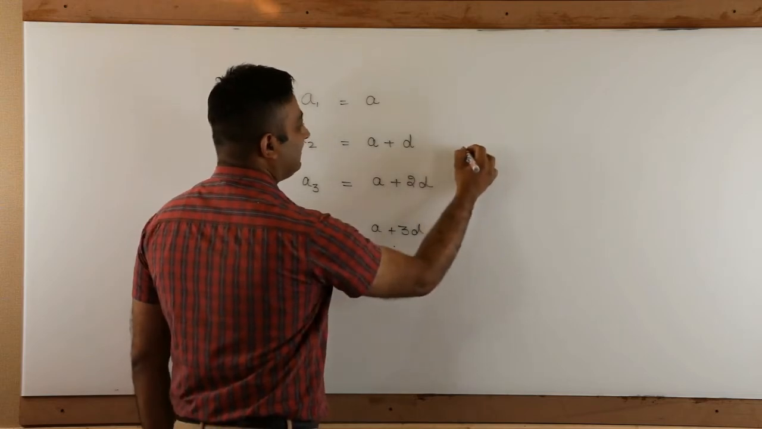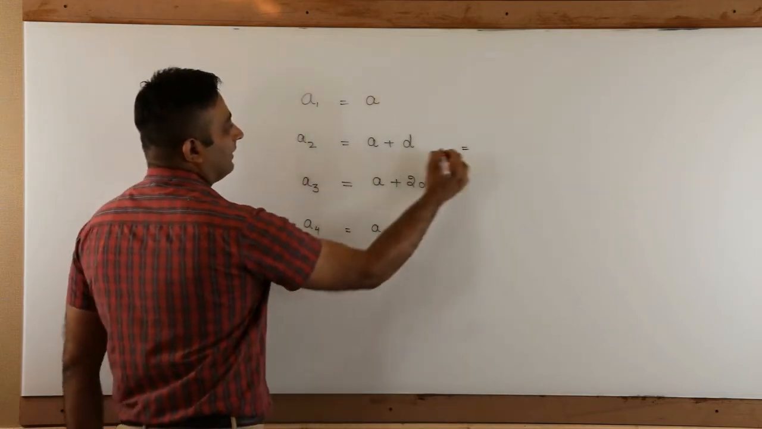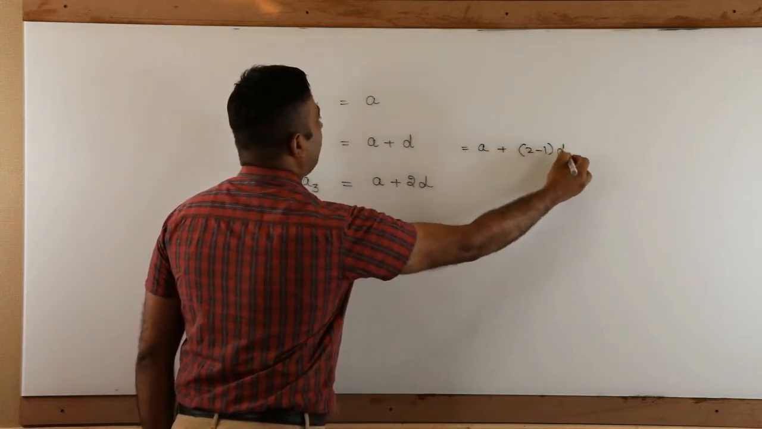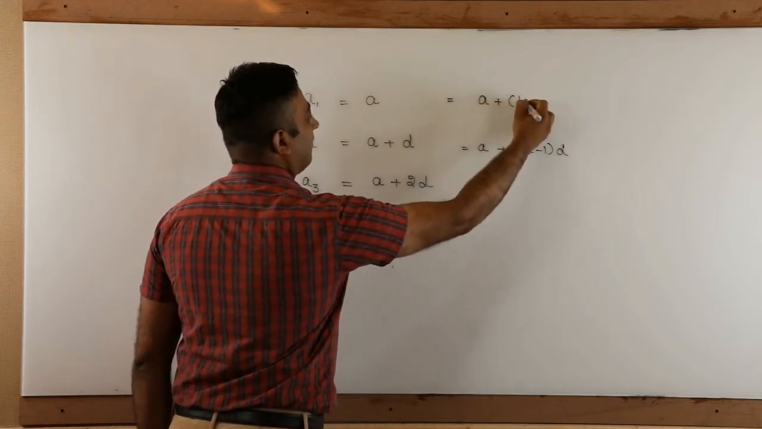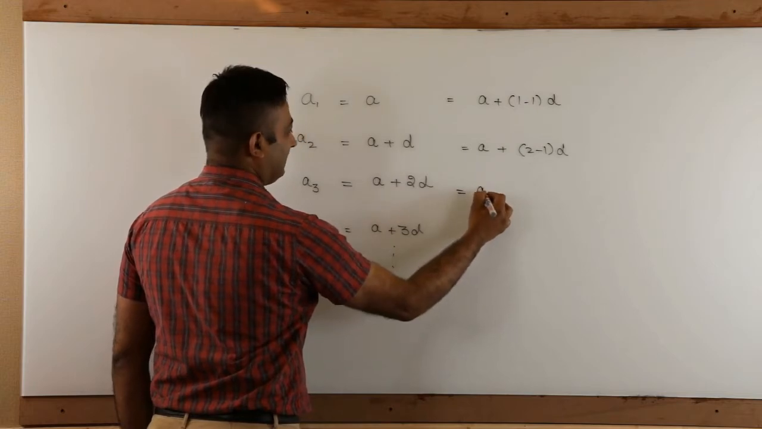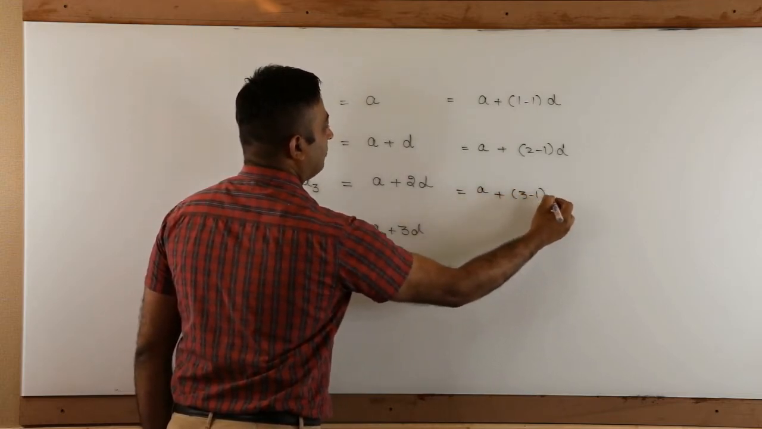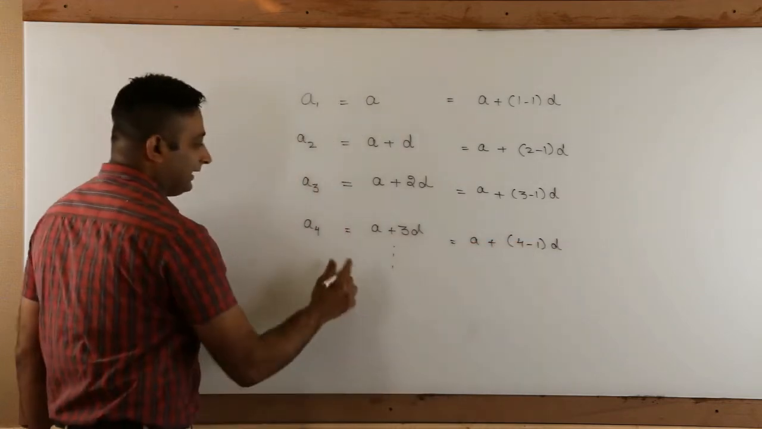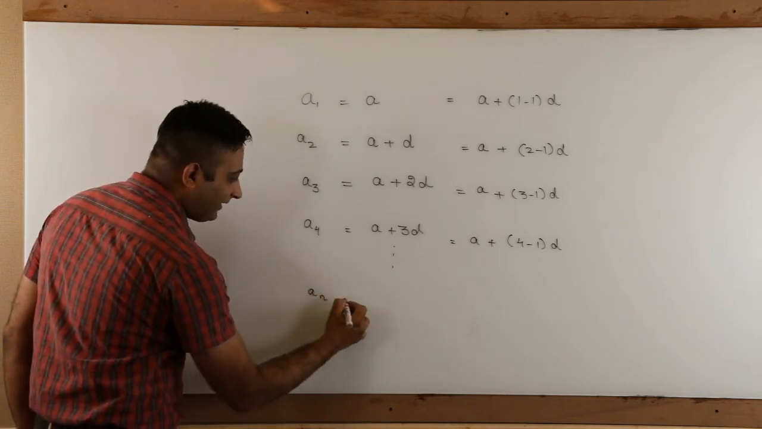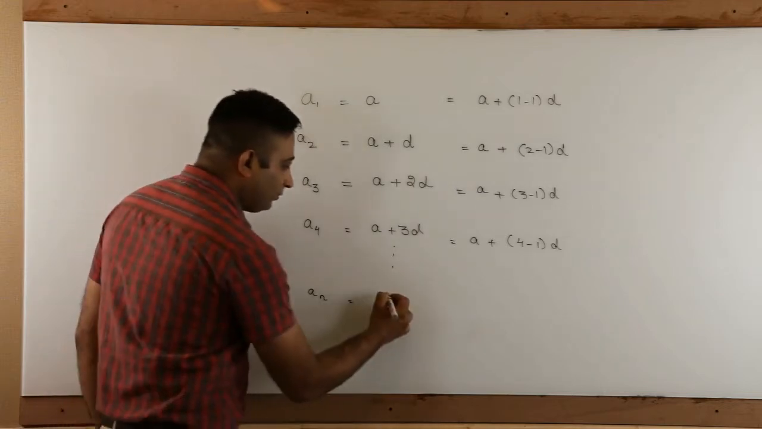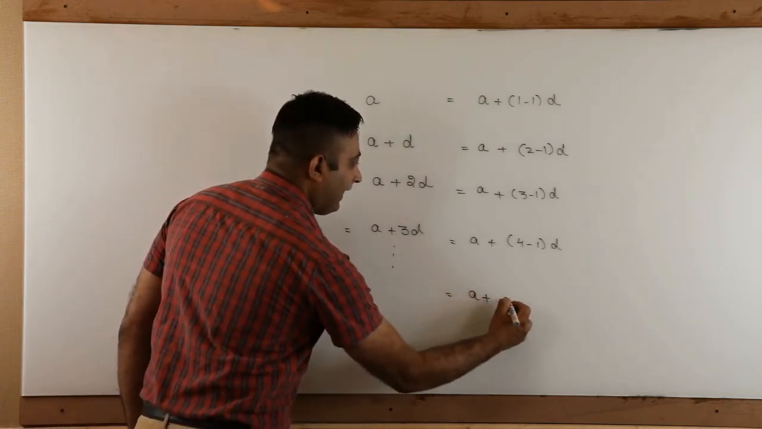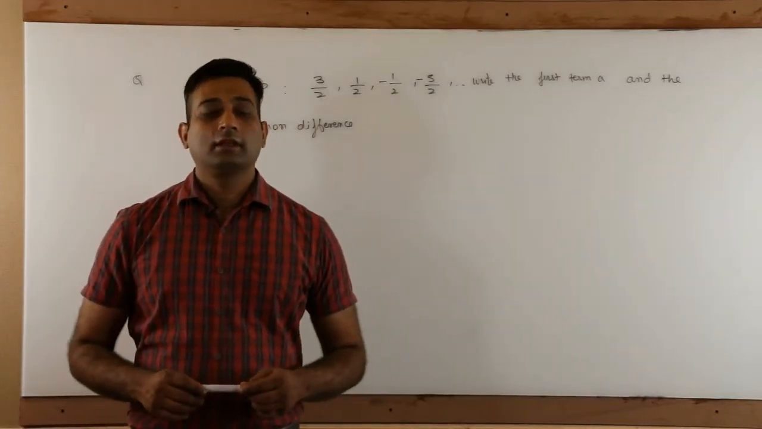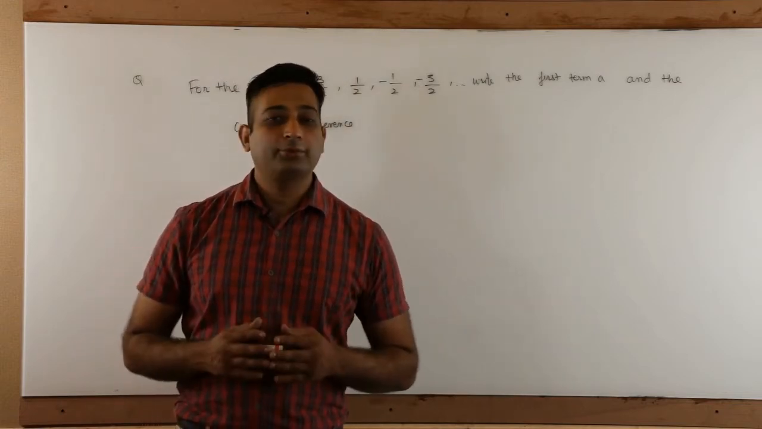Now we can see that there is a specific pattern in these. We can write the second term as A plus (2 minus 1) into D, the first term as A plus (1 minus 1) into D, the third term as A plus (3 minus 1) into D and the fourth term as A plus (4 minus 1) into D. Now we can see the pattern and we can write the nth term, that is equal to A plus (n minus 1) into D. Dear students, we can also denote the arithmetic progression by AP.